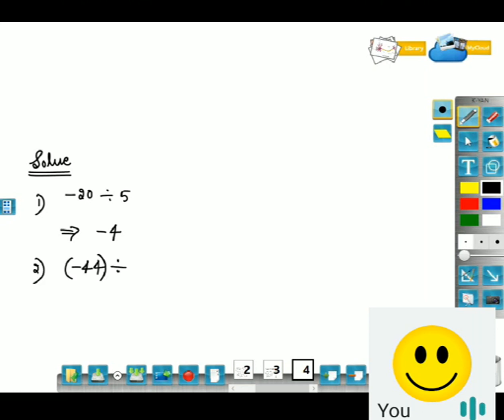Minus 44 divided by minus 4. Here we are taking two negative integers. Okay, on dividing two negative integers, what answer will you get? You will get the answer in positive. It will be 11.